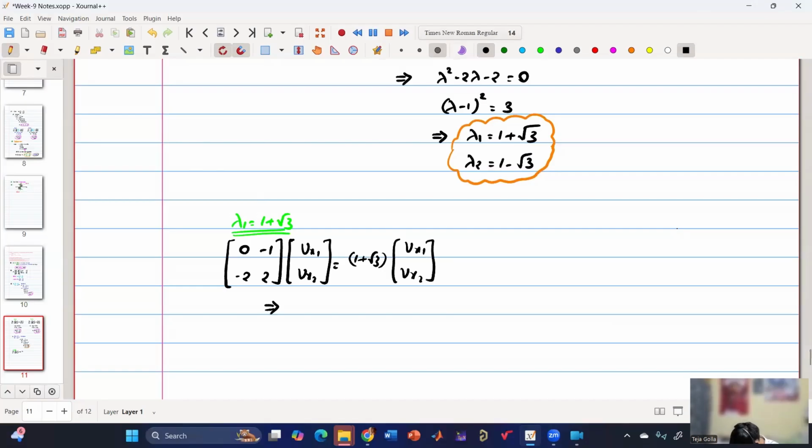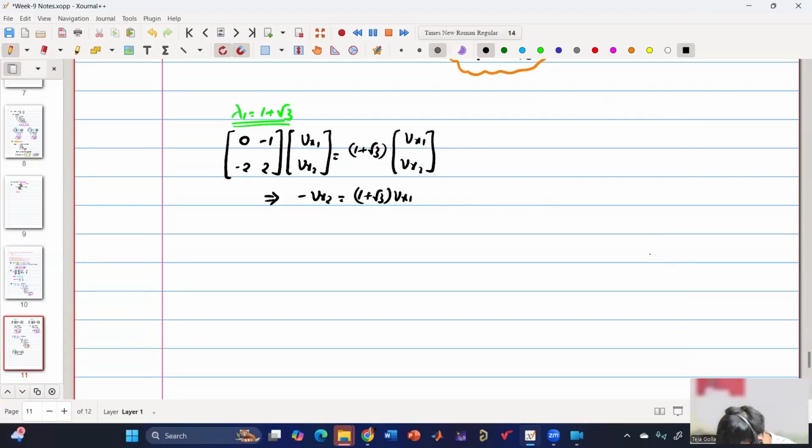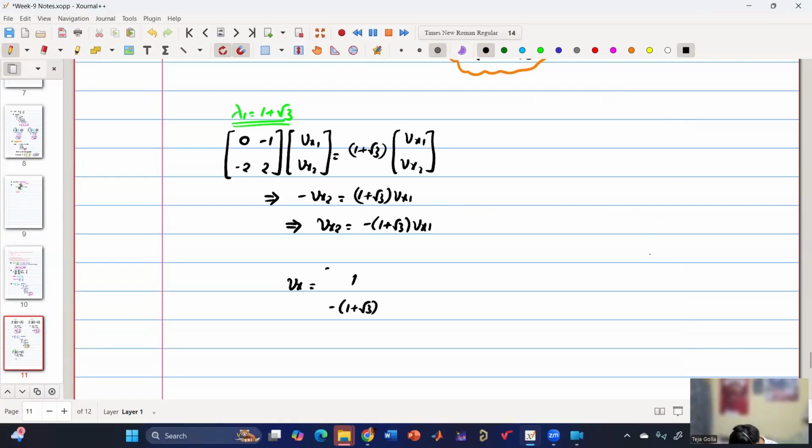If you calculate the first row, we get minus Vx2 equal to 1 plus root 3 times Vx1. From this, Vx2 is nothing but minus of 1 plus root 3 times Vx1. So if I consider Vx1 to be 1, Vx is [1, minus of 1 plus root 3]. This is my first eigenvector for the eigenvalue 1 plus root 3.